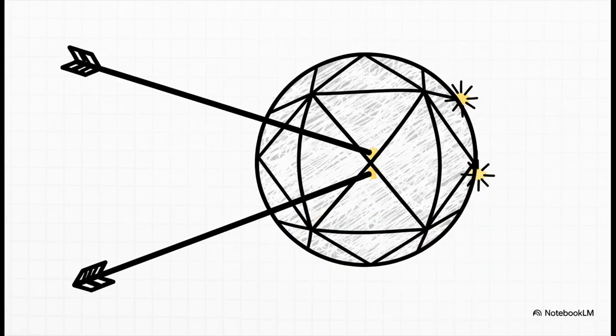The answer is something called intersection tests. This is where the magic happens. We literally take the equation for our ray, combine it with the equation for our shape, like the sphere, and try to solve for a point that exists on both. If we can find a solution, boom, we've got a hit.